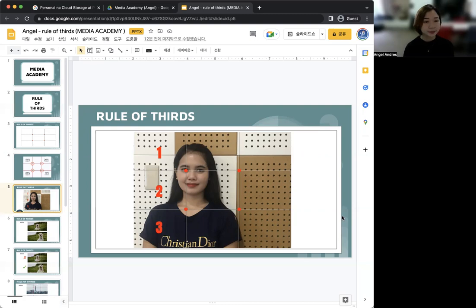That's why it is important that we use our rule of thirds and know about the intersecting points and the importance of this. I also have another example.